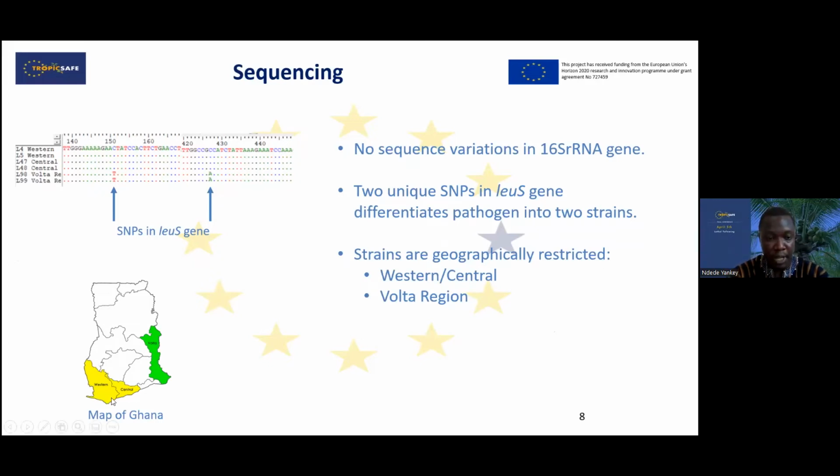So this is the map of Ghana, and these are the three main coconut growing areas of Ghana. We have the Western region, the Central region, and the Volta region. So we have a strain that is specific to this area of the country, and the other strain is specific to the Volta region.